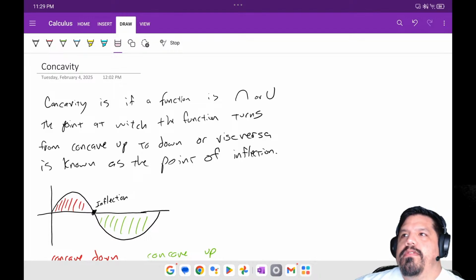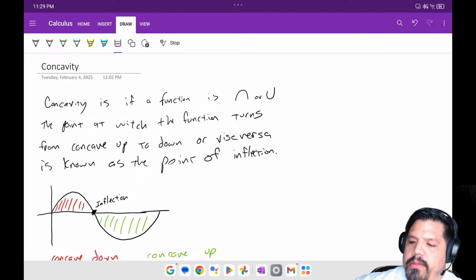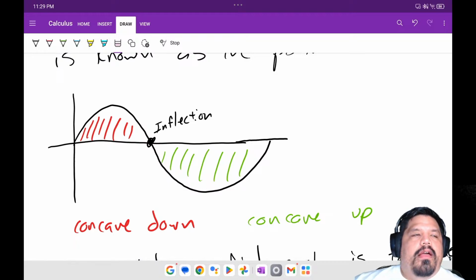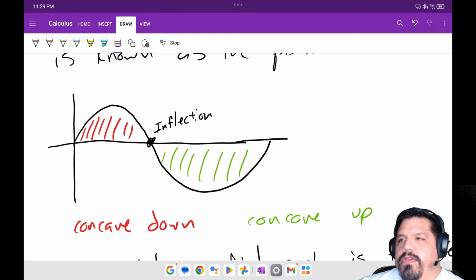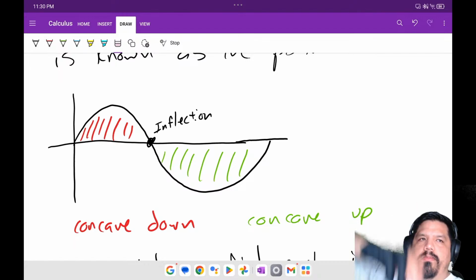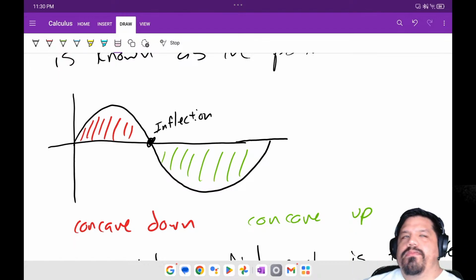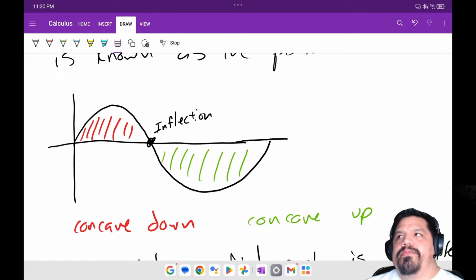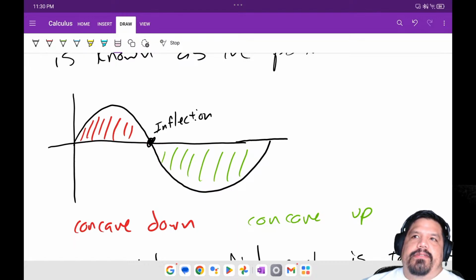Now, you could see here where I drew a graph, and the main thing to take away is you do have concave down, right? So concave down is just like if you have the bowl going upside down, and concave up is just the other way. The point of inflection is where it turns from right side up to upside down.